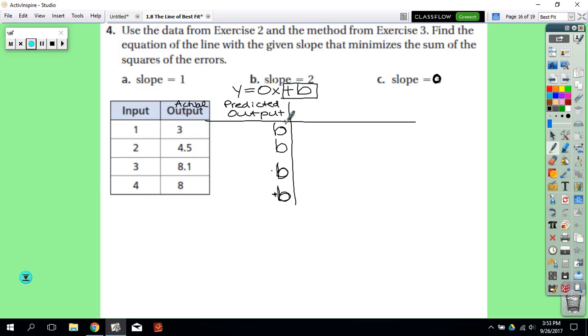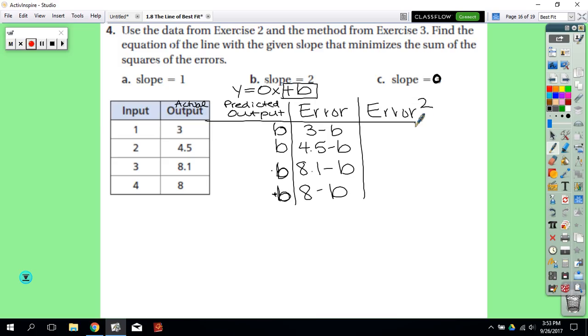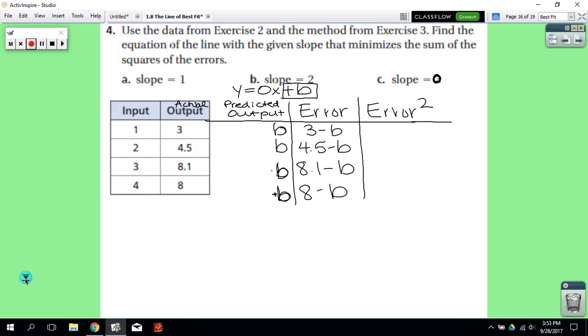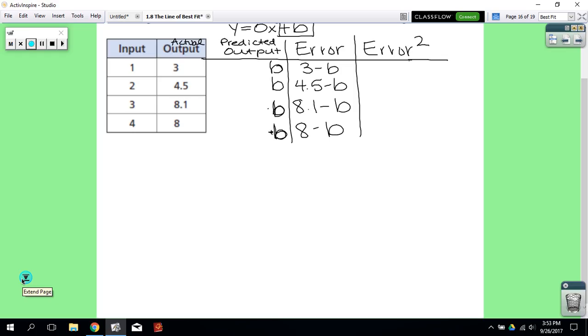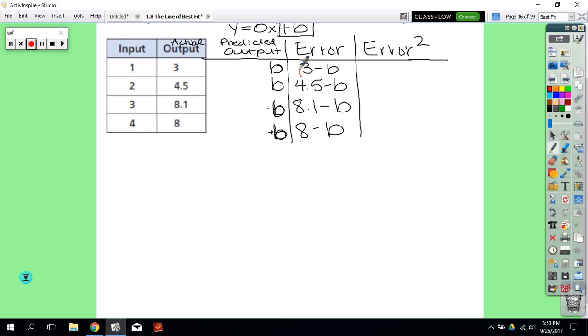So then to get your error, you're just taking this column minus this column. So 3 minus b, 4.5 minus b, 8.1 minus b, 8 minus b. And then remember that the next column is our error squared. To get the error squared, we have to take each one of these errors and do the distributive property on it. Multiply it times itself. Okay?